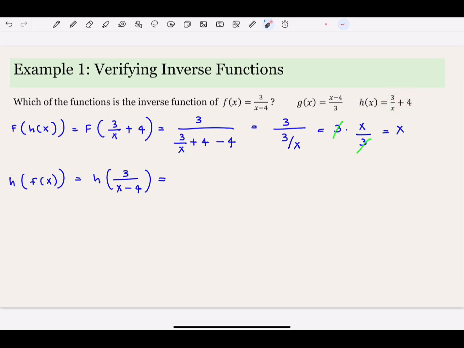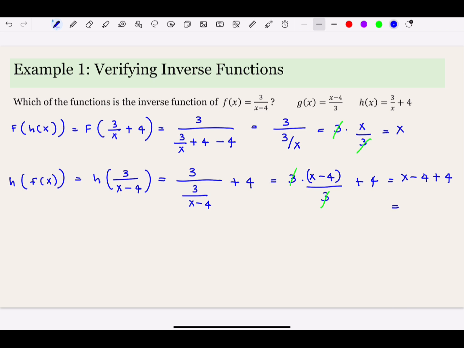Now instead of x, I need to replace this expression. So it's 3 over (3/(x − 4)) plus 4. Again, here you have a constant divided by a fraction. So what you can do here also is multiply the top by the reciprocal of the denominator. So it's (x − 4), you have to use the parentheses, plus 4. This 3 and this 3 will cancel out, so you will have x − 4 plus 4.